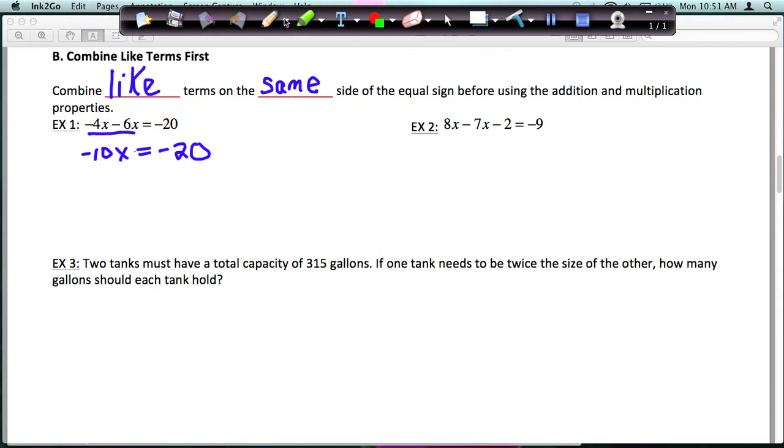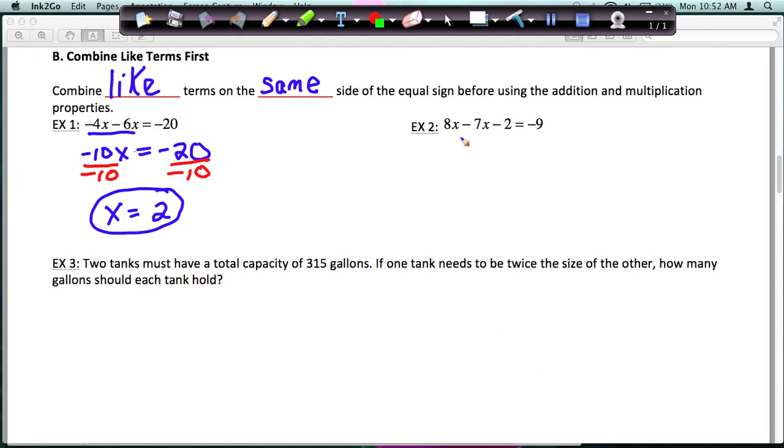Now that I've combined like terms, I can see what property I need to use. And I don't have any term next to this variable term that needs to be moved over, so I can go right to the multiplication property. I want to get x by itself. This is multiplication. Opposite of multiplication is division. I'm going to divide both sides by negative 10. And that'll get x by itself. And when I do that division, I get x equals negative 20 divided by negative 10 is a positive 2.